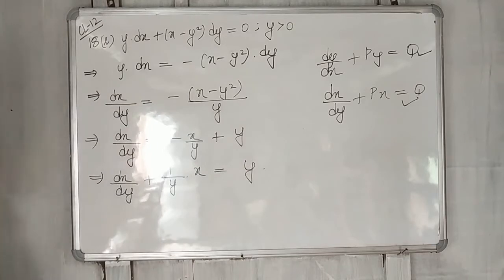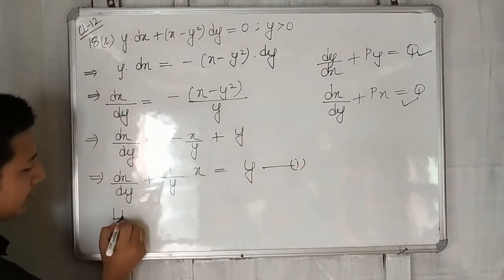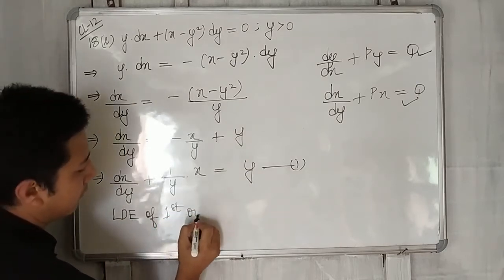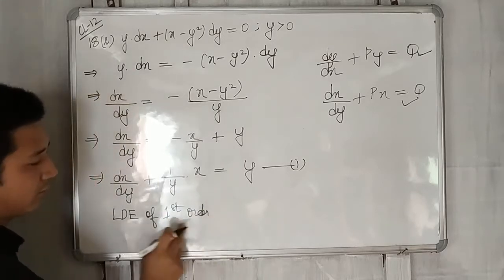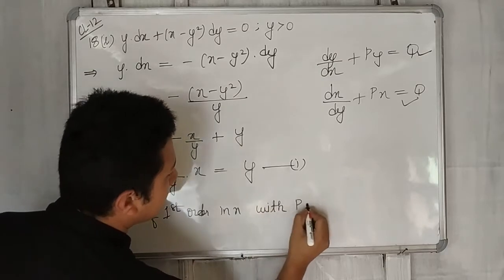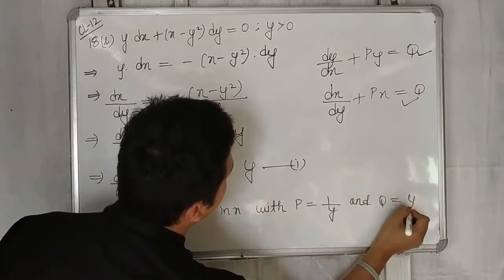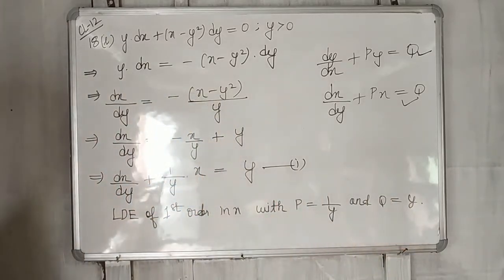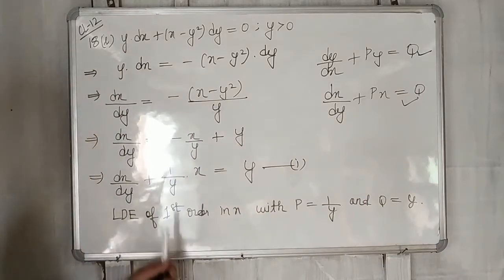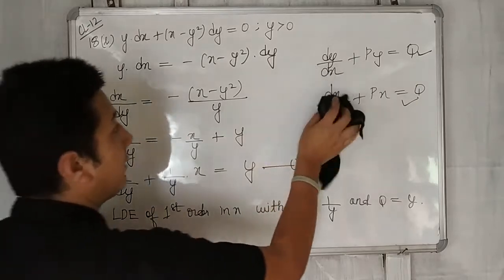So if you see out here properly, then this equation is a linear differential equation of first order in x, with P equal to 1 by y and Q equal to y. I hope you're clear with this. Okay, we are doing the second type of linear differential equation. Now the integrating factor will also be changed. I think I can clear this part at least.